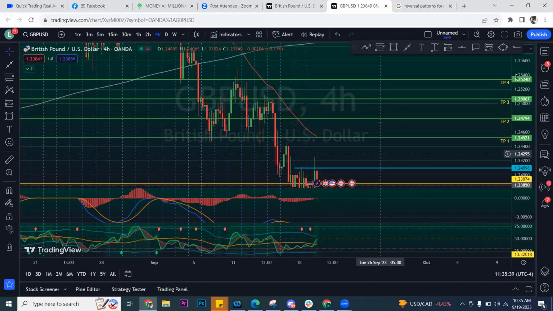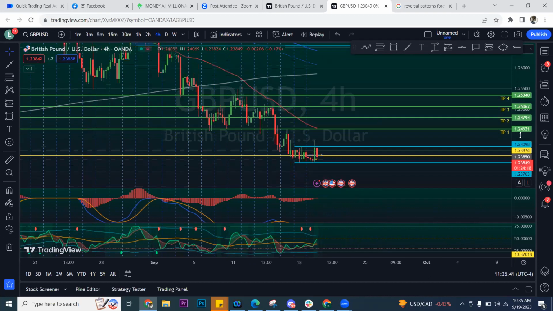And this is a higher time frame, so it can take tonight. It might not even go to the take profits till London session. That's at 2 o'clock in the morning. But again, it's on a daily time frame. So I'm sorry, not the daily. It's on a 4-hour time frame. So it can take that amount of time for it to get there.